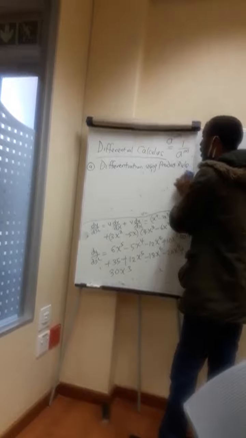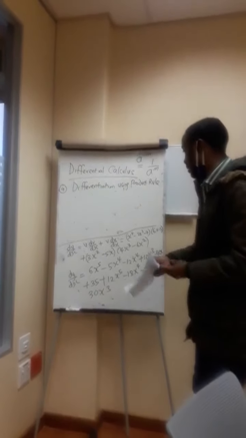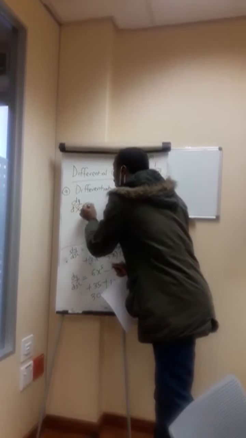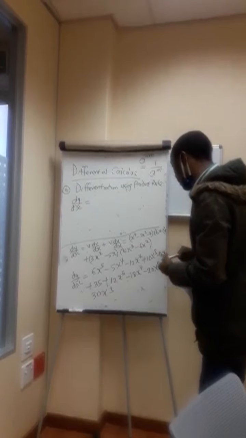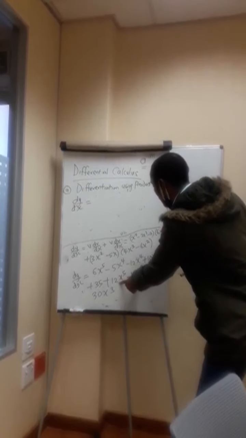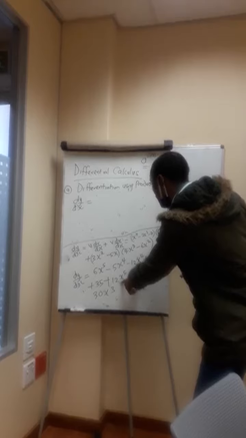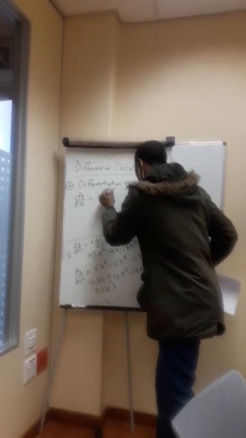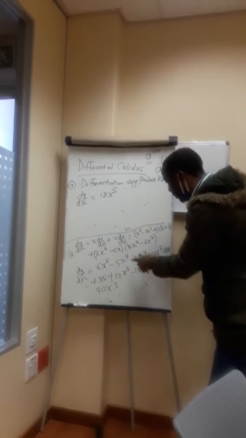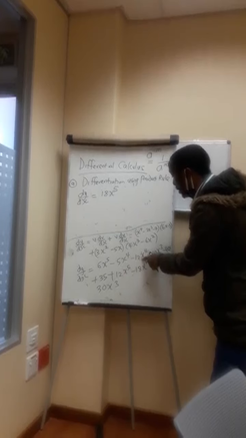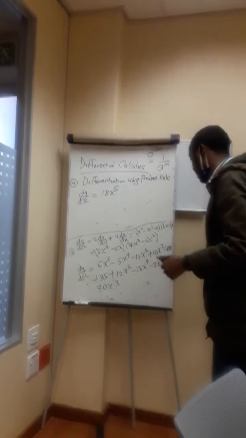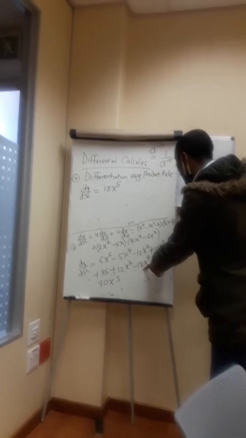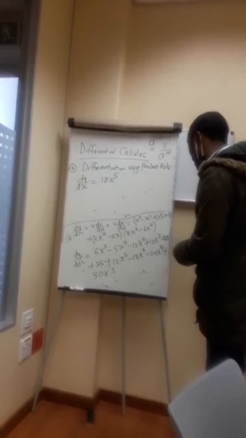So if you do this now, your dy dx, by collecting the like terms, you have only 6x raised to power 5 plus 12x raised to power 5. You are collecting the like terms. That is the only x raised to power 5 you have there. That is 18x raised to power 5. Then let's look at the x raised to power 4. That is minus 5x raised to power 4 minus 12x raised to power 4. That is minus 17x raised to power 4. Then minus 18x raised to power 4. That is minus 35x raised to power 4.